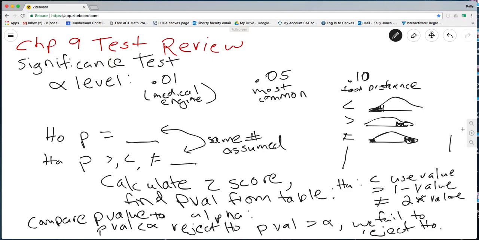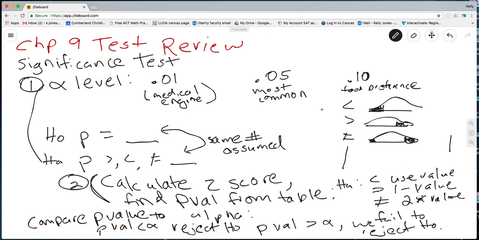Remember that the steps for a hypothesis test are always, number one, to tell me H0 and HA and my significance level. So you need to tell me all three of those things. The second step is to calculate and find the p-value from the table. And the p-value needs to be the correct one, whether it's 1 minus, 2 times, or what you actually get.